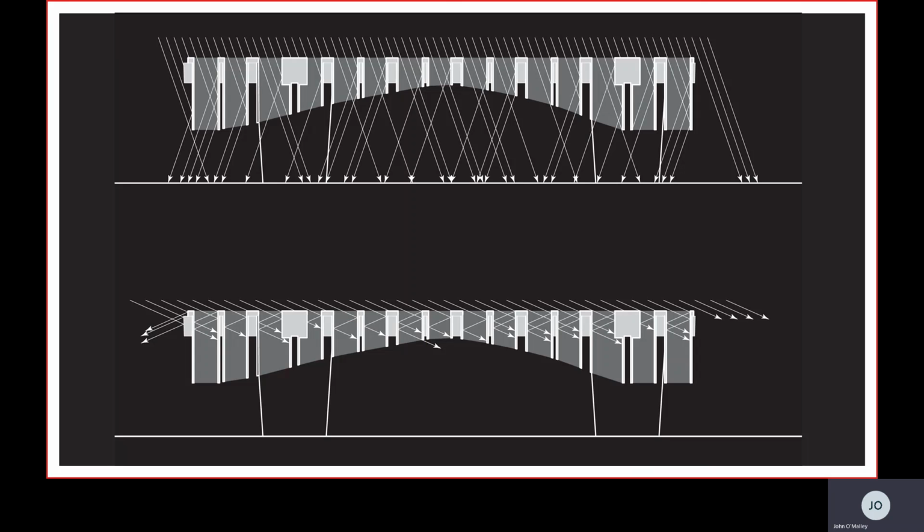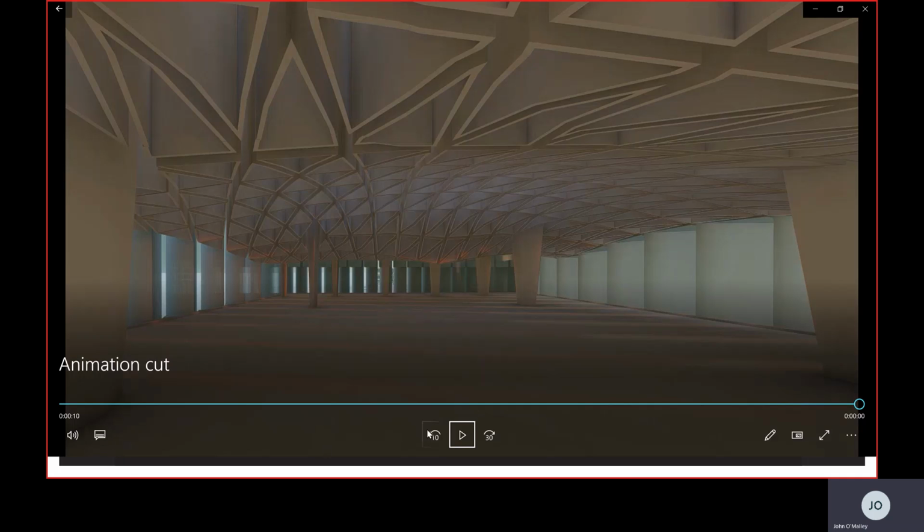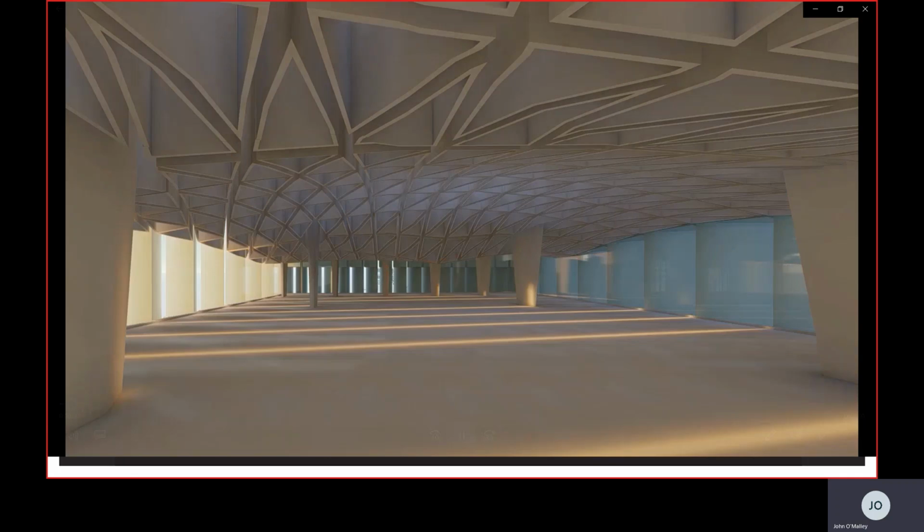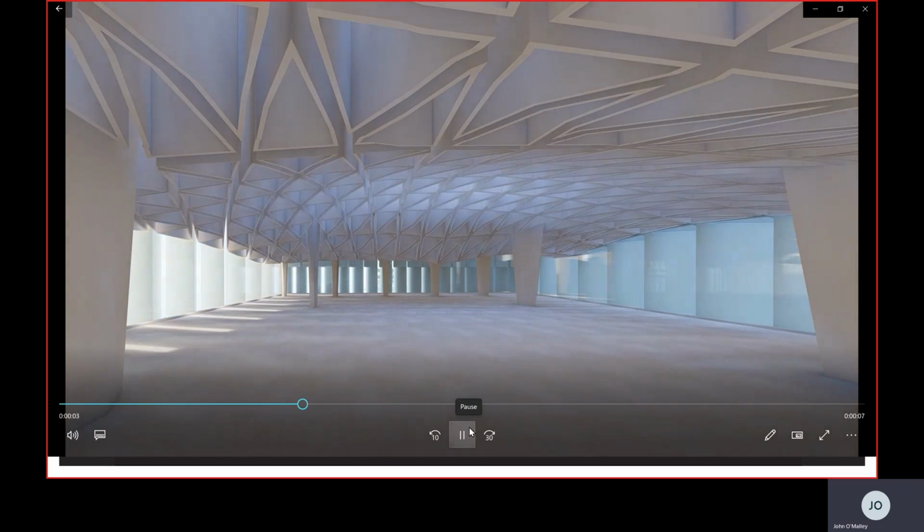The higher sun angles will allow for direct lighting, while the lower angle allows for diffused light to wash in. And here is a quick animation of our system as light moves throughout the day.